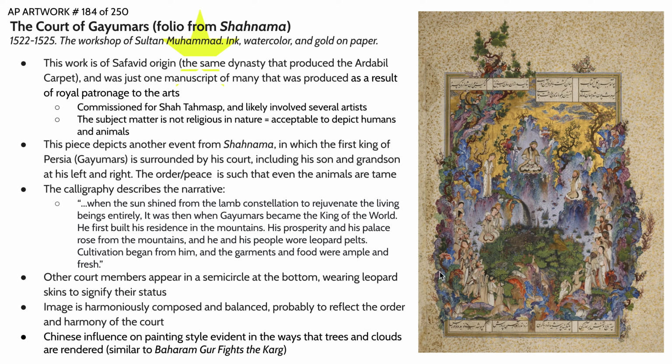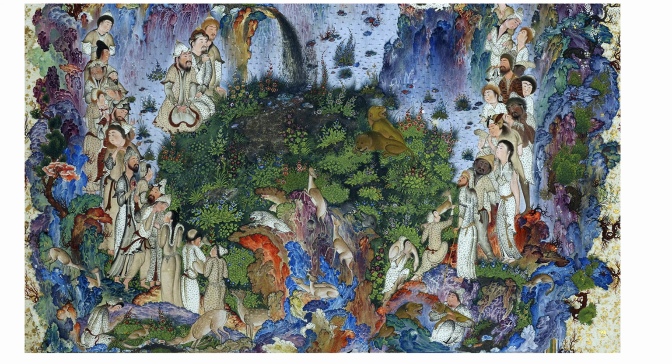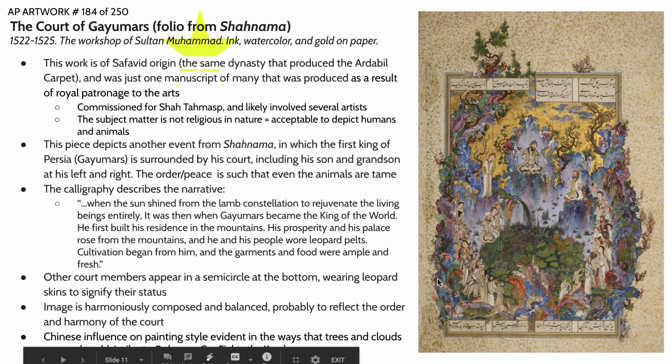Interestingly as well, there's lots of animals that have been depicted, and in some cases, the animals and the humans are interacting quite friendly. So there's this notion that the order and the peace that is established by Gayumars is such that even the wild animals have been tamed. There's actually a scene over here where you have a man that is holding a lion cub, which I would 100% not recommend that you do. So this is a representation of this almost cosmic level of order that Gayumars is supposedly achieving as the first king of Persia.